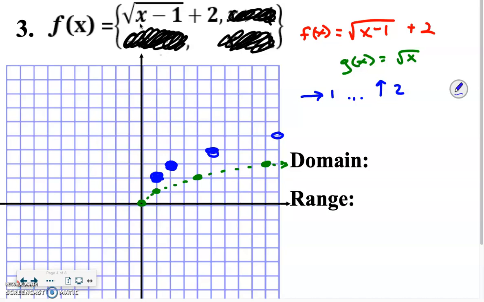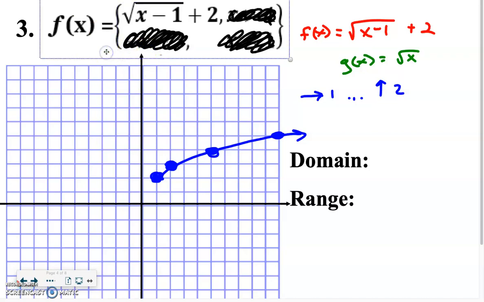Okay, so these are my points. Make those a little bit larger. And that's what we're looking at. Okay? Everybody feeling confident and comfortable with what just happened? Okay, so we went from the parent function, the green dotted. We've moved right 1, up 2. All of our points moved right 1, up 2. At this point, are we okay with getting rid of this parent function? Sure hope so, because it's gone.